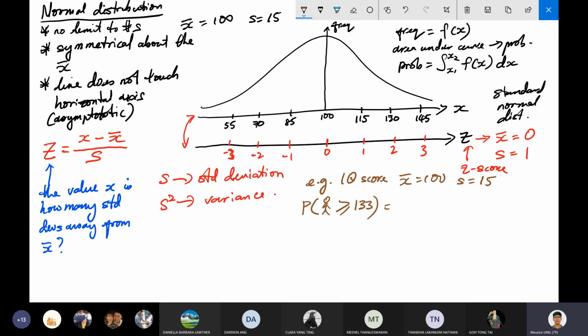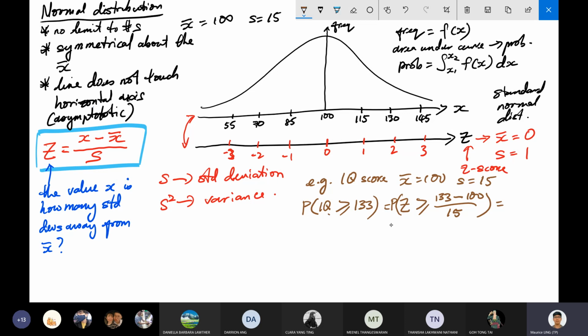How do you do that? First, you have to convert the X value, the IQ score, into the Z value. So to convert into Z value, you use this equation here, which is X, 133, minus 100, divided by 15.